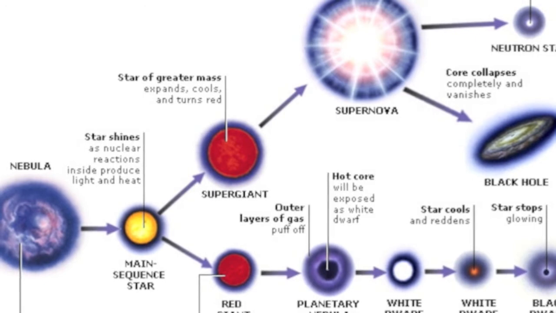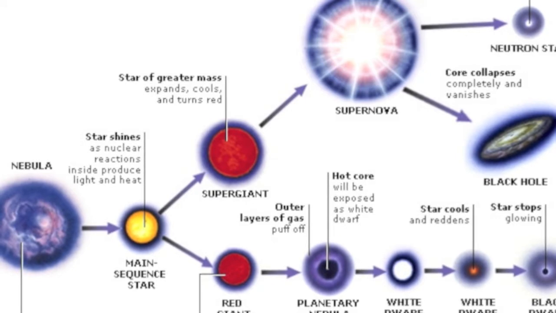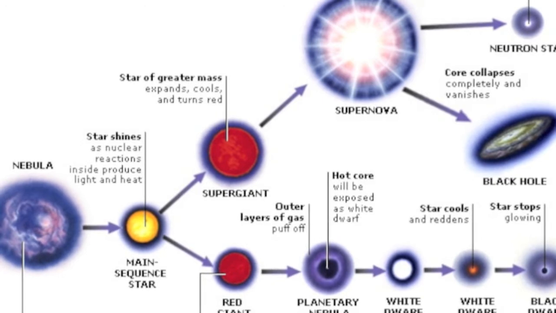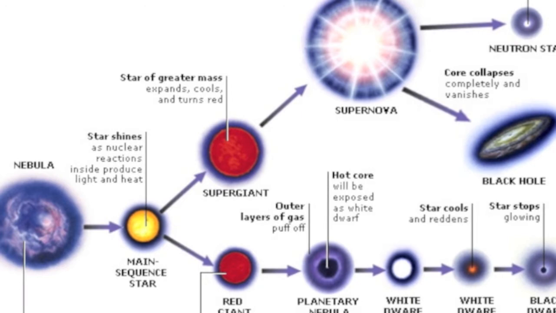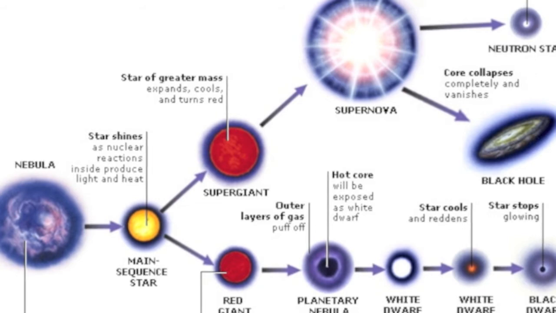So when one looks at the way of the supergiant, you see it's obviously a star of greater mass, and it expands, cools, and then turns red. From there, you see that the supergiant explodes, blasting away its outer layers. This is a supernova. From the supernova, then it goes two ways. Both ways, the core collapses and becomes dense.